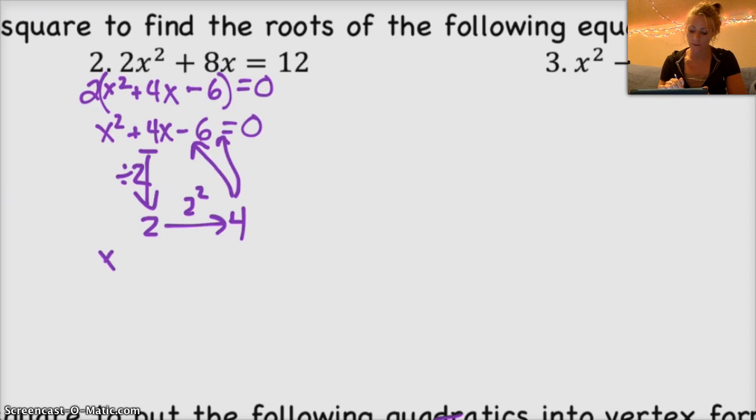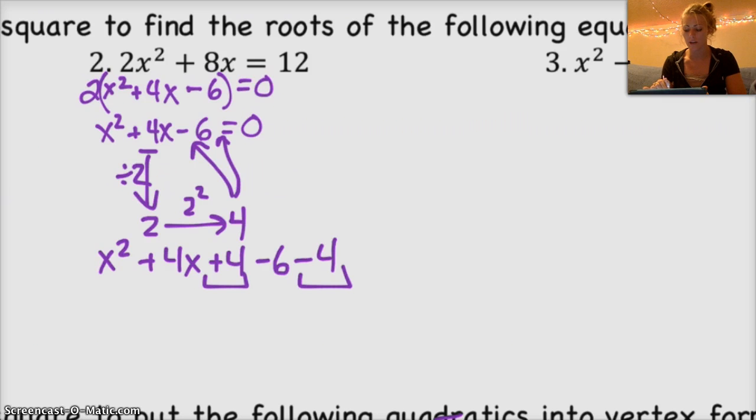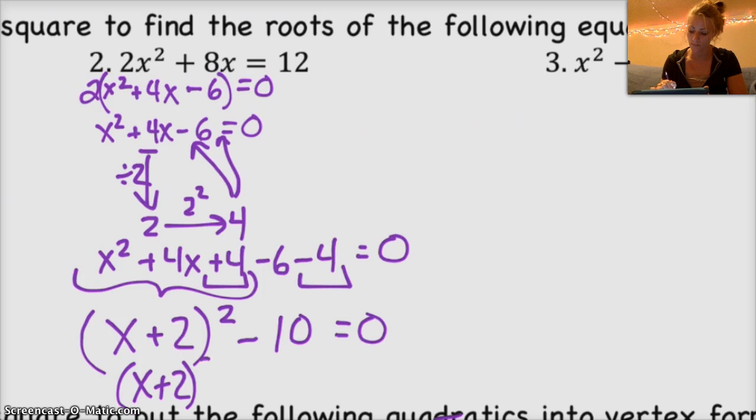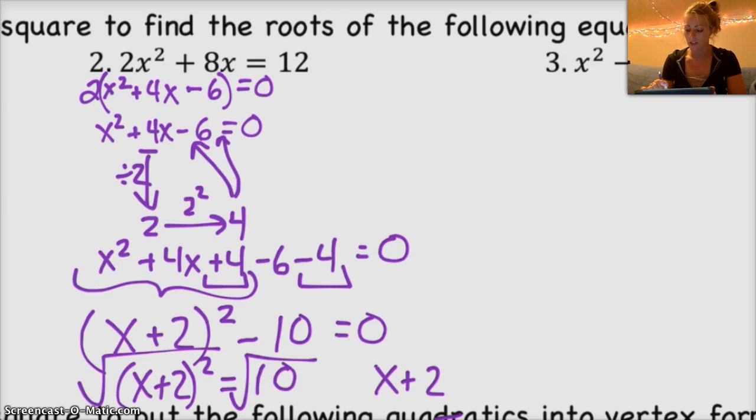Okay, so I have x squared plus 4x plus 4 minus 6 minus 4. Because remember, I have to add it and subtract it, equals 0. This thing is a perfect square. x plus 2 times x plus 2 minus 10 equals 0. And then I can add 10 to the other side, take the square root of both sides, so I get x plus 2 squared equals 10. Take the square root of both sides, and I get x plus 2 equals plus or minus the square root of 10, right?